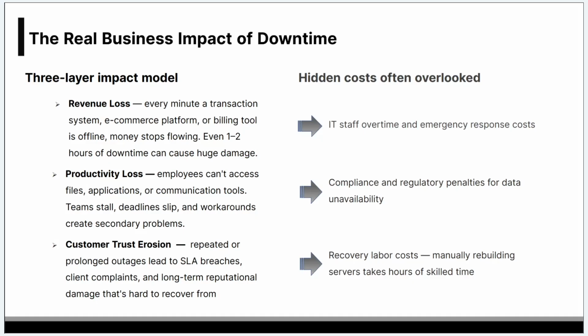So what I have just shown you is only a 3-layer impact model: revenue, productivity, and customer trust. But what is hidden is the IT staff's overtime and emergency response cost that will be added up in your costs at the end of the day. And compliance and regulatory penalties. There are a lot of auditing systems coming into India. So if this downtime is going to cost you on one side, it is also going to cost you on the penalties that you have to pay for the audits. So that is also a huge one.